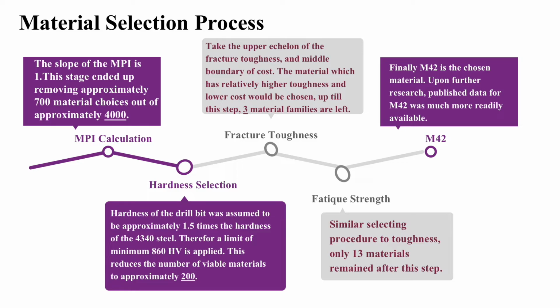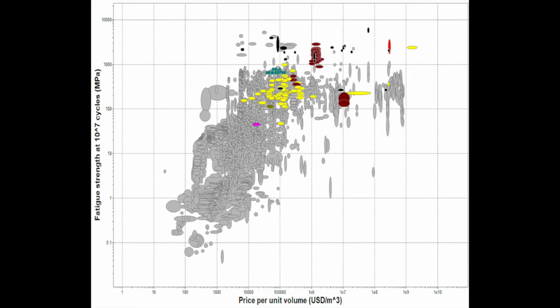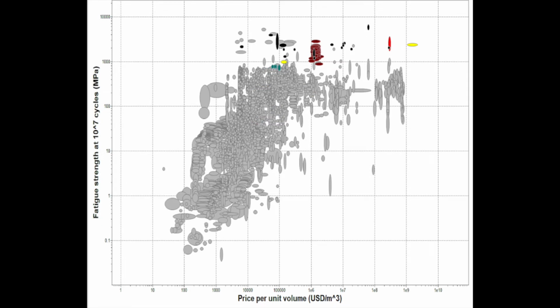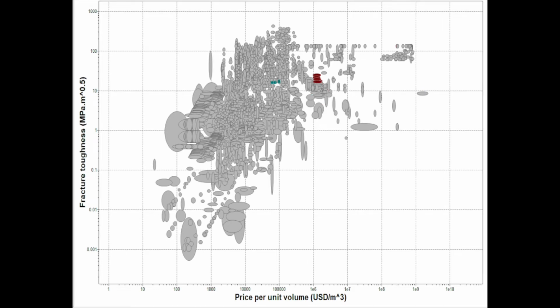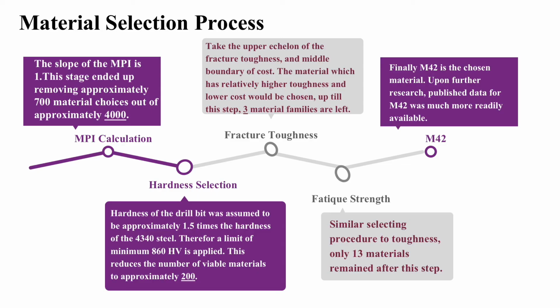The next two stages involve applying limits for indeterminate quantitative measurements. Since toughness and fatigue strength did not have hard numbers, each property was plotted against cost, and the material group with the best ratio was selected. This was done for toughness and fatigue strength. Finally, the material choices were reduced down to tungsten carbide and tool steel groups. Tungsten carbide may be a good material choice for drilling into hard materials, but it is excessive for this case. Therefore, tool steels were the better choice.